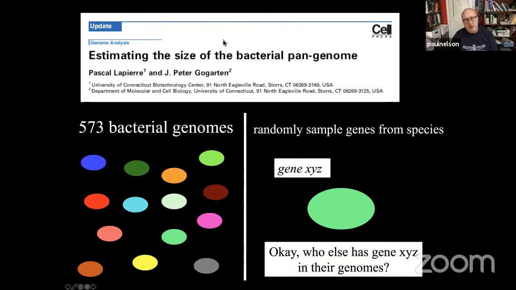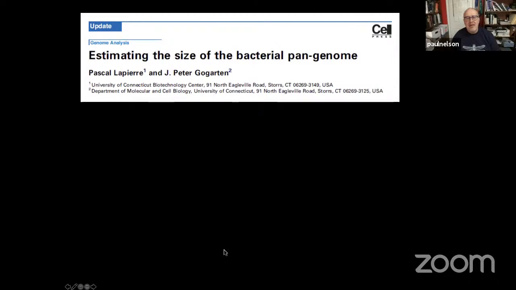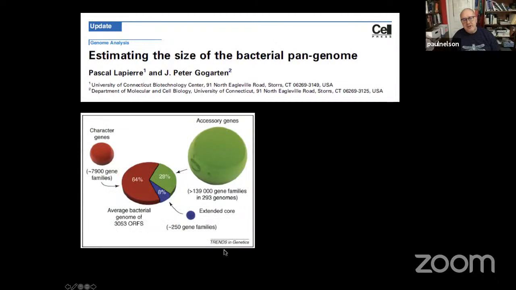Four years later, a group at the University of Connecticut did a very interesting experiment. They sampled from 573 bacterial genomes randomly, picking genes one at a time and saying, okay, who else in the 572 genomes has this gene? And what they found was the distribution of the genes was very striking.